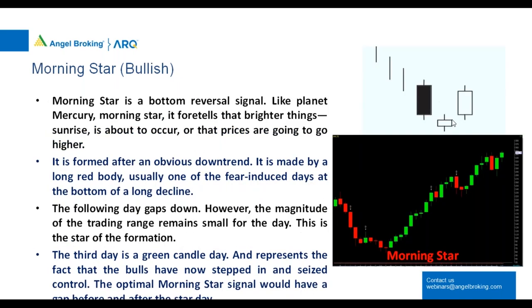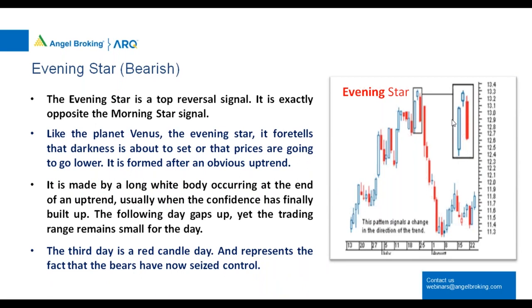So you can use it very well, and this is an evening star. What does it mean? It means that an evening star is formed, which foretells that darkness is about to set in, like the planet Venus. So the darkness is about to set in, which means that prices are going to go lower. So a top is being formed and there could be a correction. I hope I am clear.